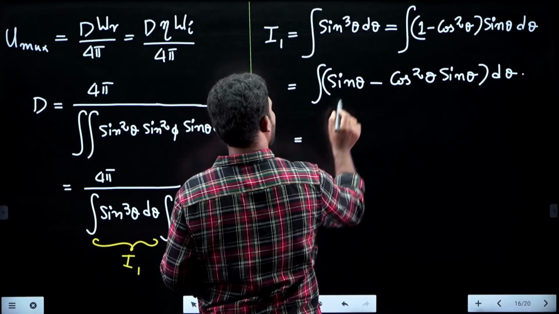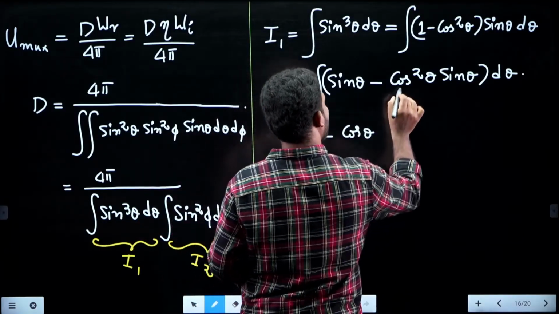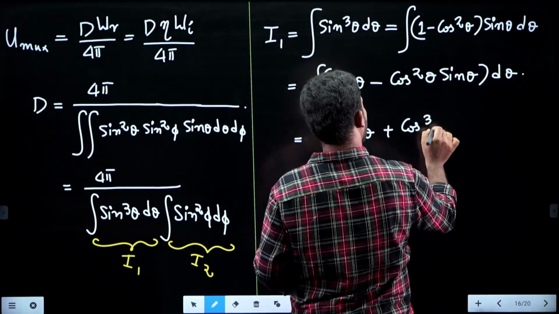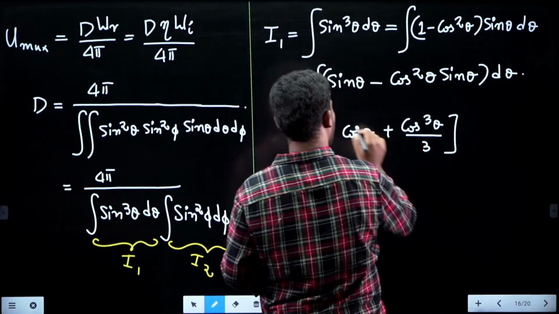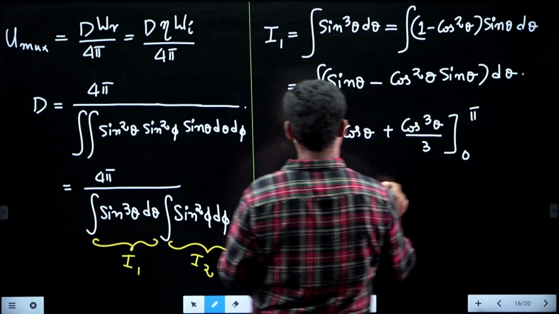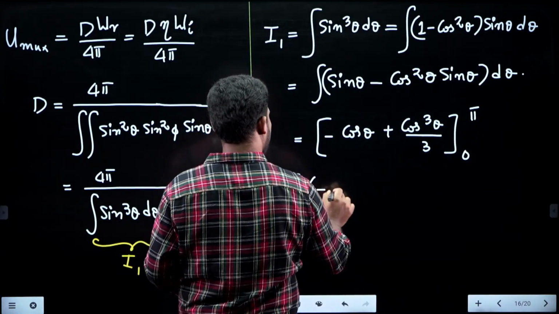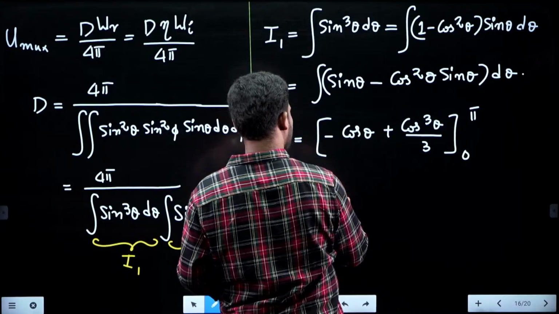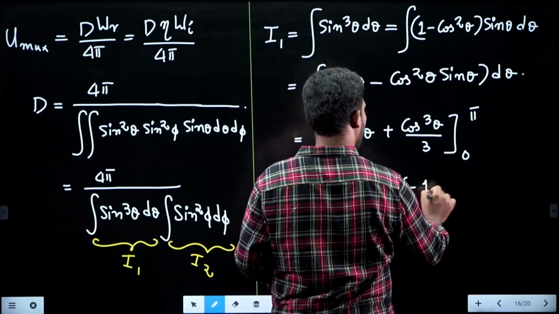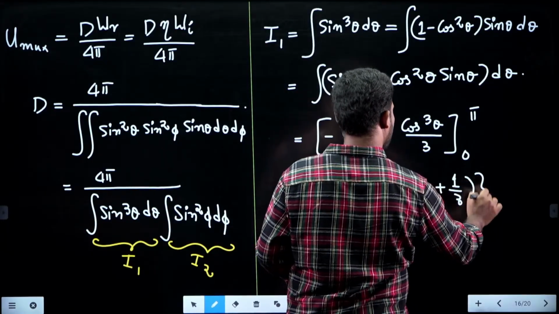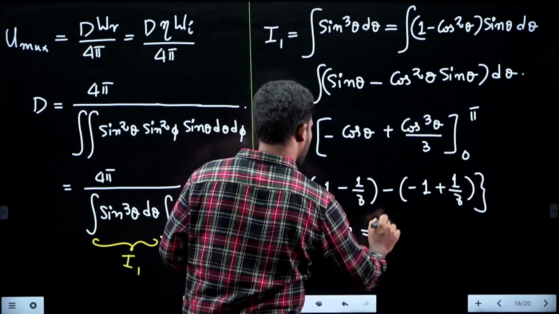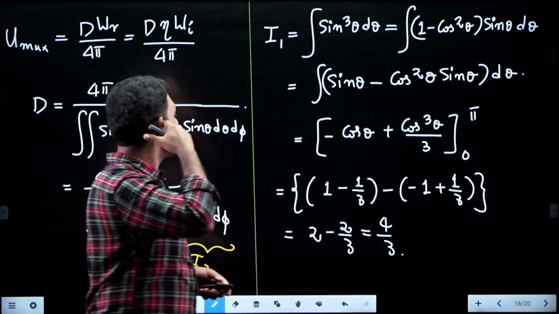Okay. So, integration of this one is minus cos theta, differentiation of cos is sine, so minus sine, so it is cos to the power of 3 theta by 3. So, here the theta is from, it is mentioned 0 to pi. Substitute upper limit minus lower limit, minus of minus, it is a 1, minus 1 by 3 minus 1 plus 1 by 3. So, cross check the algebra. So, it is 2 minus 2 by 3. So, it is 4 by 3. So, it is the integral I1.